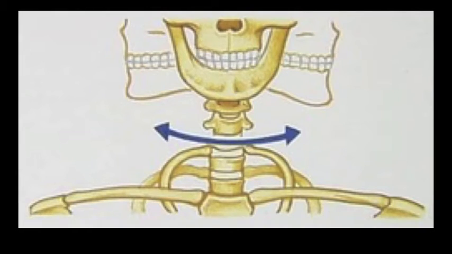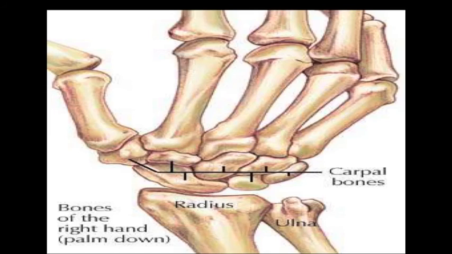Secondly is the pivot joint. These are formed by a central bony pivot surrounded by an osteoligamentous ring. Movements can only go from side to side horizontally on a vertical axis. An example of this is the craniovertebral joint, connecting the skull to the spinal cord.